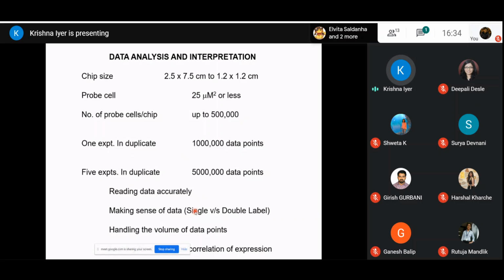I can't just look at it and figure out what is what, because these are little spots of red and green and blue. So I need systems which will allow me to handle this much data, and I also have to have good algorithms which will allow me to look for differences and even correlation of expression. So this microarray technology comes with a big headache: you have to have equally good data analysis software, data storage capacity, and data handling capacity, so that you can use this technology efficiently.